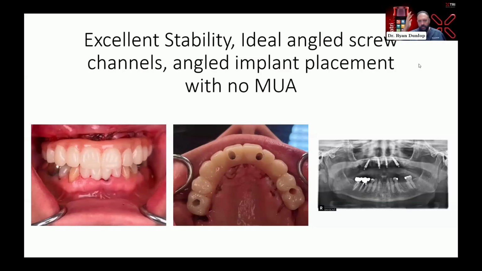So install the same day printed provisional. There's no multi-unit abutments. There's nothing holding this together. It's just a print that goes straight into the mouth. And these screws can be torqued down. Then you have a very, very rigid fixation for your implants.